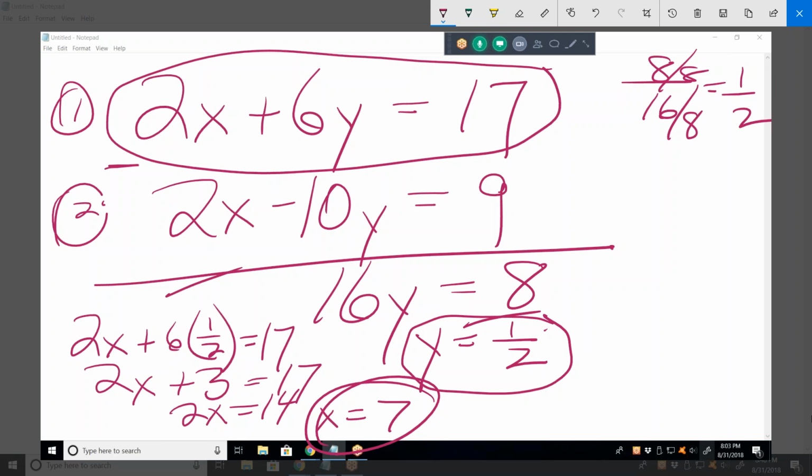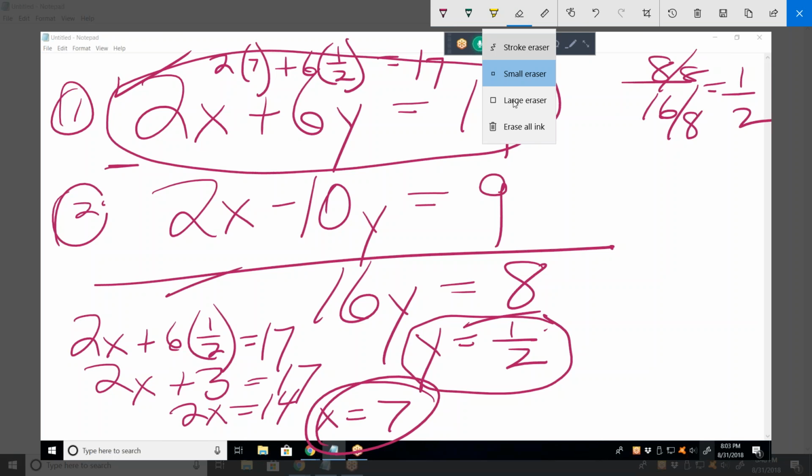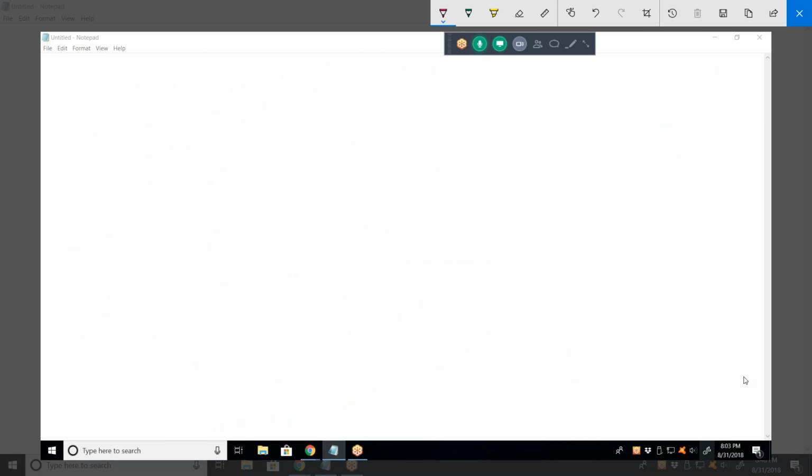In other words, is 2 times 7 plus 6 times 1/2 equal to 17? And yes, 14 plus 3 equals 17. So it works for one solution. I've never seen one that works for one solution and doesn't work for the other, although I suppose it's possible if you have one of those no solutions or infinite solution problems. But when there is a unique solution, check it for one of the equations. If it works, you're good to go.